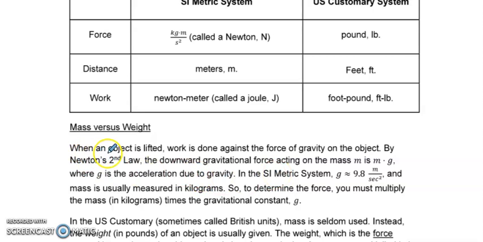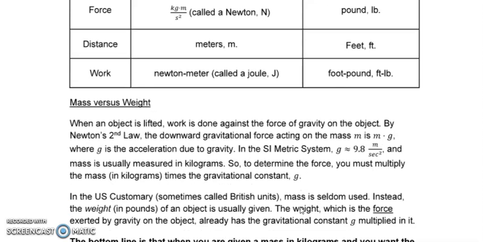So let's figure this out. When an object is lifted, work is done against the force of gravity. So by Newton's second law, the downward gravitational force acting on the mass is mass times g, where g is acceleration due to gravity. So again, the gravitational force is mass times gravity. And we're going to use gravity as 9.8 meters per second squared, and the mass, since we're in the metric system, we will put it in kilograms. So to determine the force, we're multiplying the mass in kilograms times the gravitational constant g.